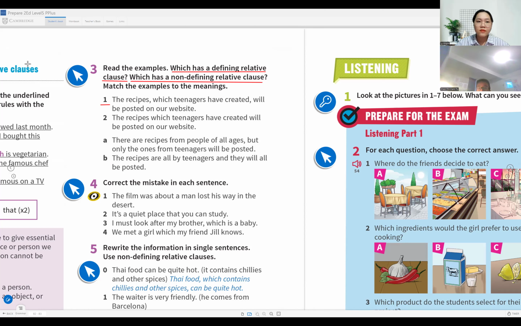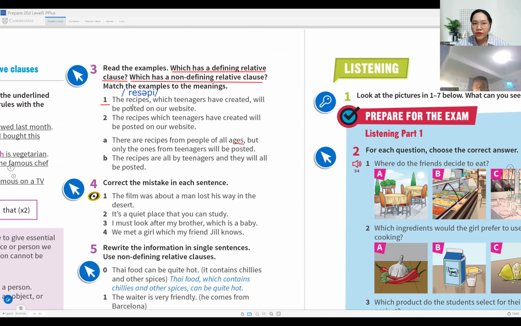The recipe, which teenagers have created, will be posted on our website. The recipe which teenagers have created will be posted on our website. A: There are recipes from people of all ages, but only the ones from teenagers will be posted. B: The recipes are all by teenagers, and they will all be posted.